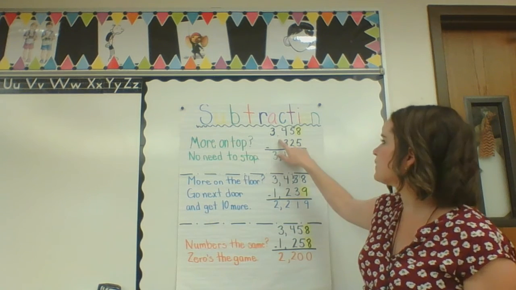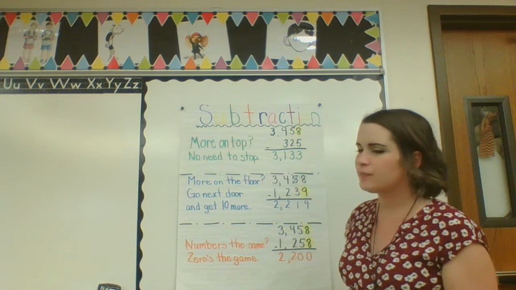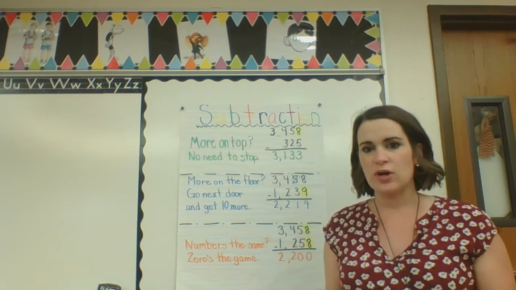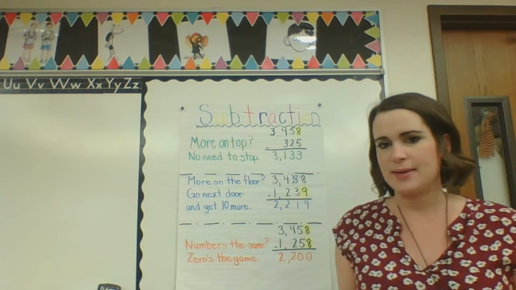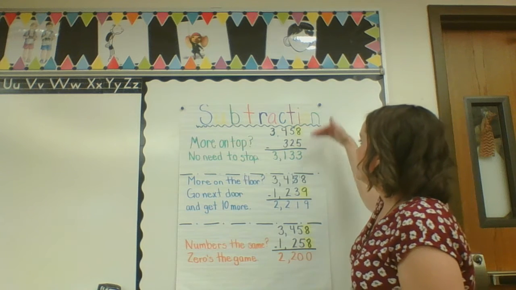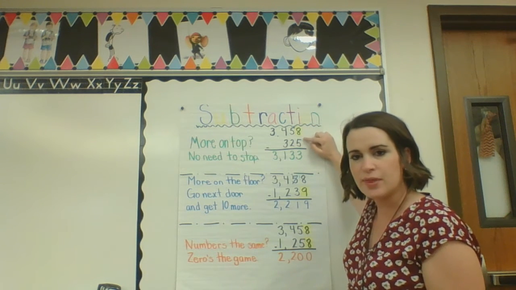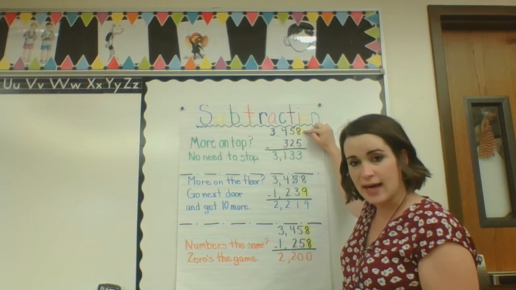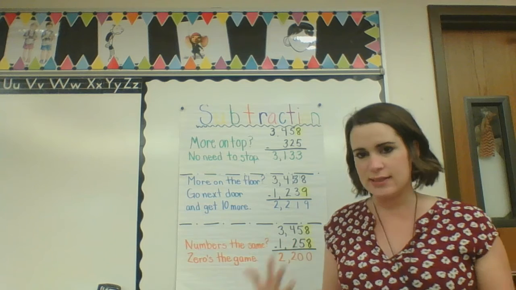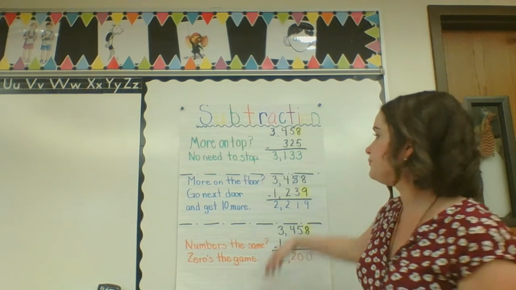So in this problem, 3,458 minus 325. We're going to first subtract the ones. We always start on the right when we're subtracting, when we're adding. So if I look at the number on the top, we have 8, and the number at the bottom is 5. So we have more on top. That means we do not need to stop and we do not need to regroup. We can just start subtracting.